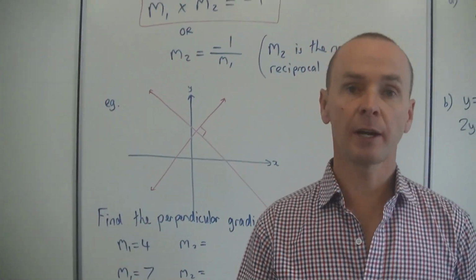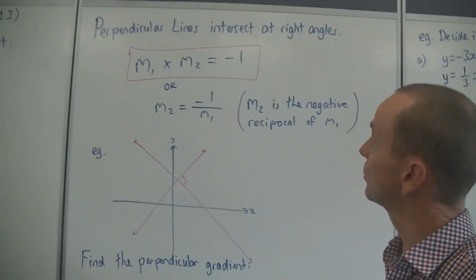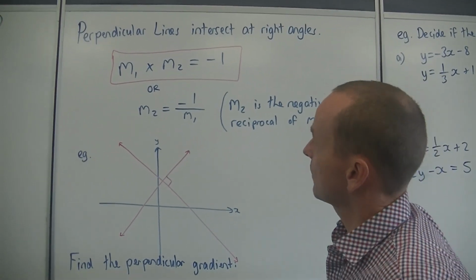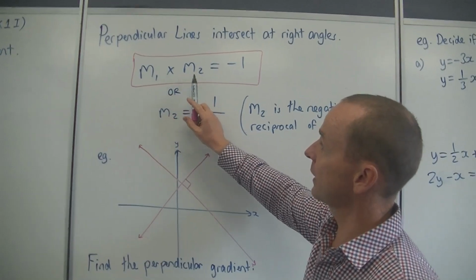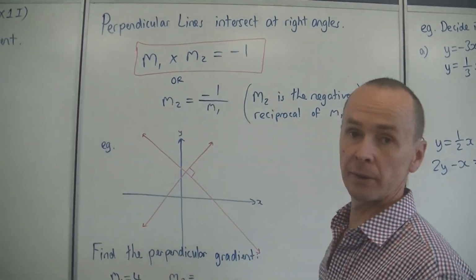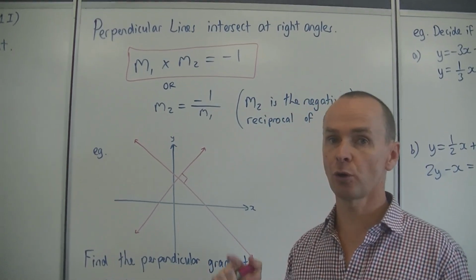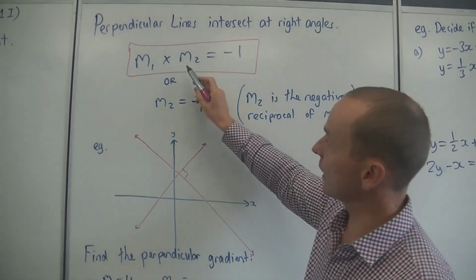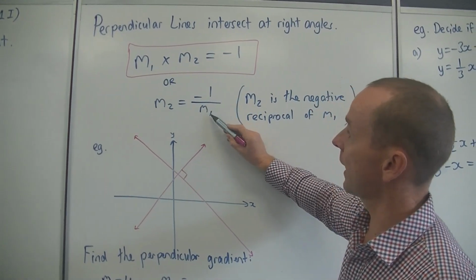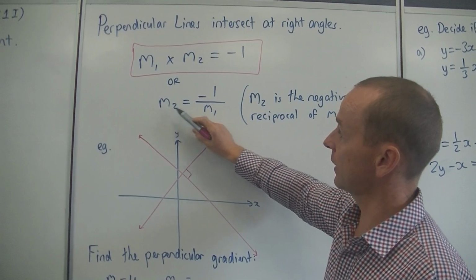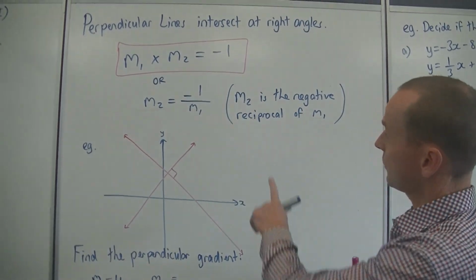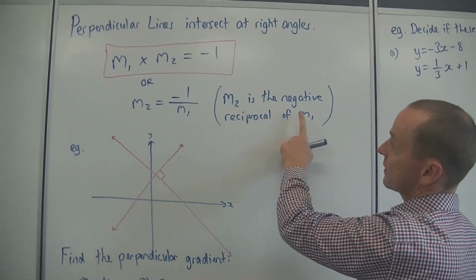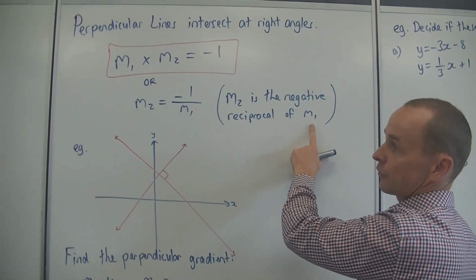Perpendicular lines. Like I said, they intersect at right angles. So there's a couple of formulas here that I'll explain. Gradient 1 times gradient 2 is equal to minus 1 for perpendicular lines. I'll talk about that in a second. And if you rearrange it, divide both sides by m1, you get the second gradient is equal to minus 1 divided by the first gradient, which says here, gradient 2 is the negative reciprocal of the first gradient.